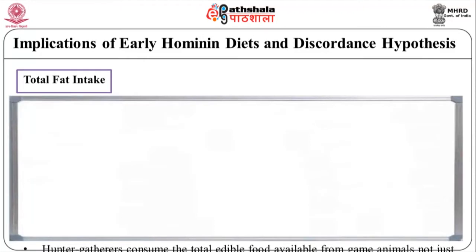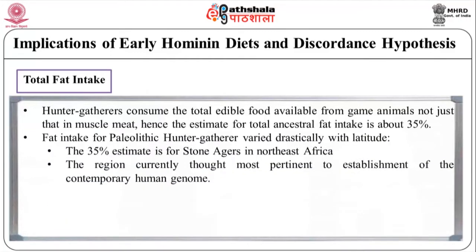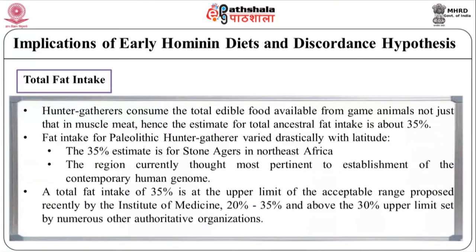Total fat intake. Hunter-gatherers consumed the total edible food available from game animals, not just that in muscle meat. Hence, the estimate for total ancestral fat intake is about 35%. Fat intake for Paleolithic hunter-gatherers varied drastically with latitude. The 35% estimate is for Stone Agers in Northeast Africa, the region currently thought most pertinent to establishment of the contemporary human genome. A total fat intake of 35% is at the upper limit of the acceptable range proposed recently by the Institute of Medicine, 20% to 35%, and above the 30% upper limit set by numerous other authoritative organizations.